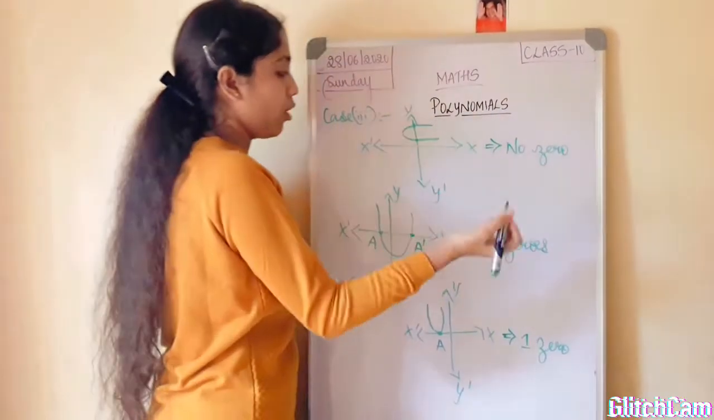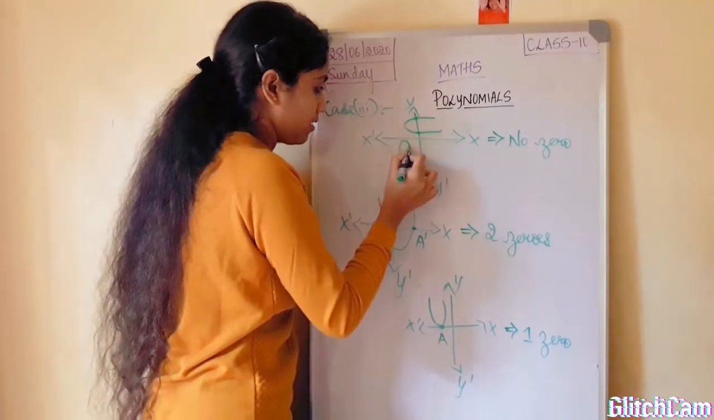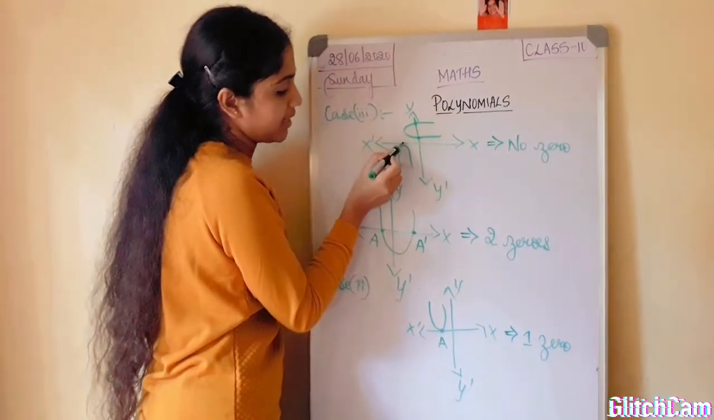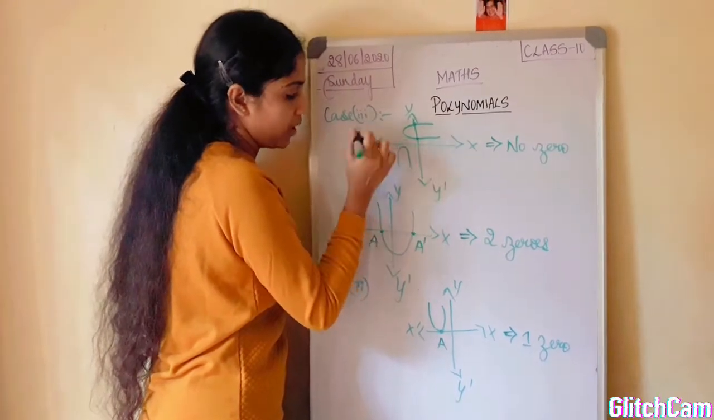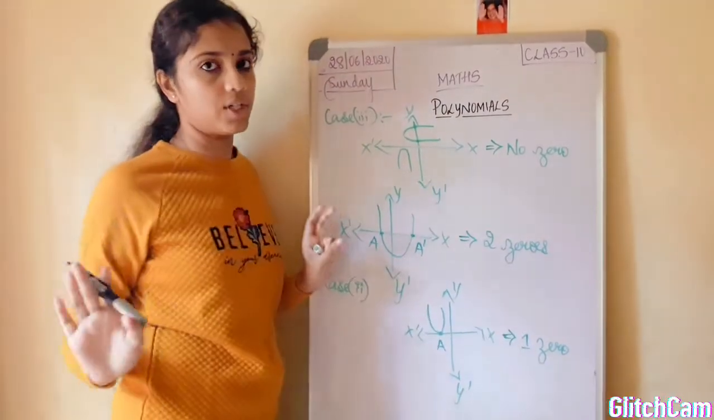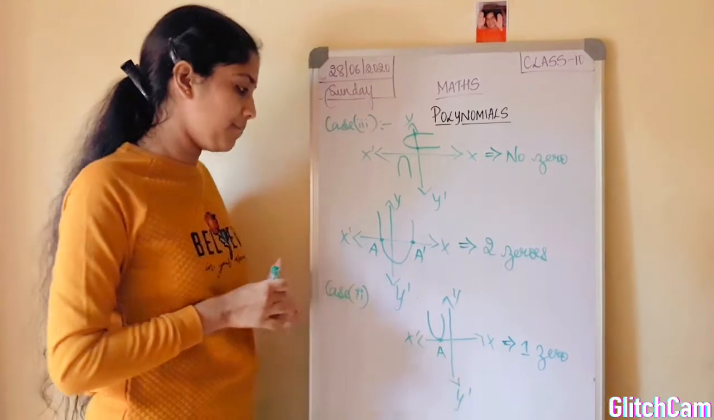No zero. Now this can also be like this. See, it is neither intersecting the x-axis nor the y-axis. So if it is not intersecting the x-axis, then you have no zeros. So these are the 3 different cases in parabolas.